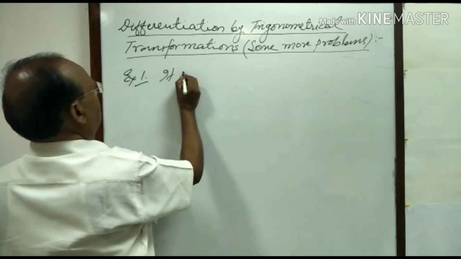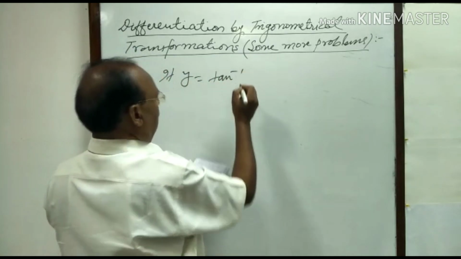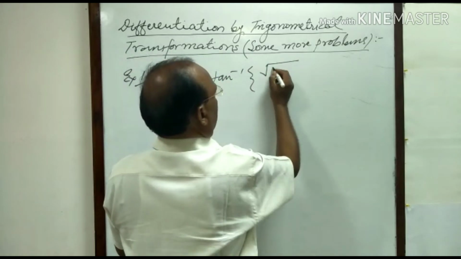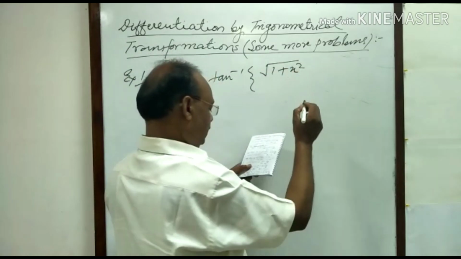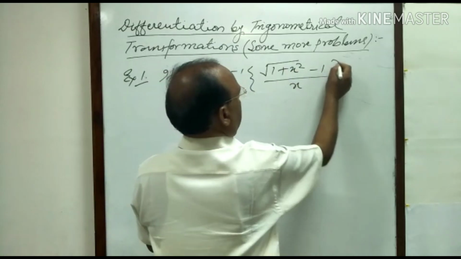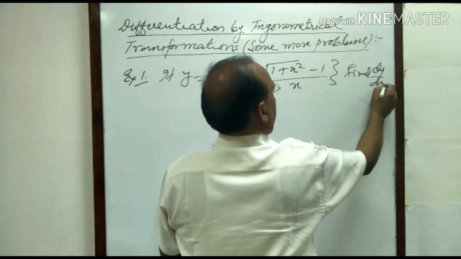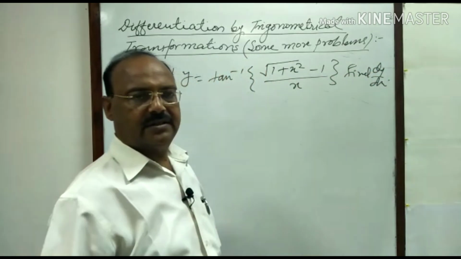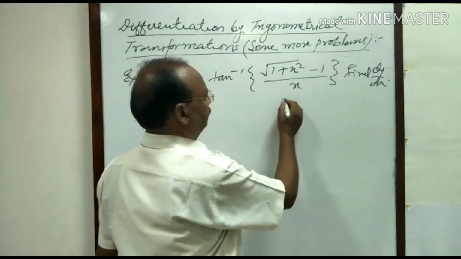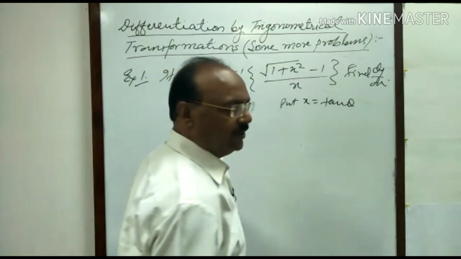If y is equal to tan inverse of root over 1 plus x square minus 1 upon x, then find the derivative of y with respect to x. Here we will put x is equal to tan theta.